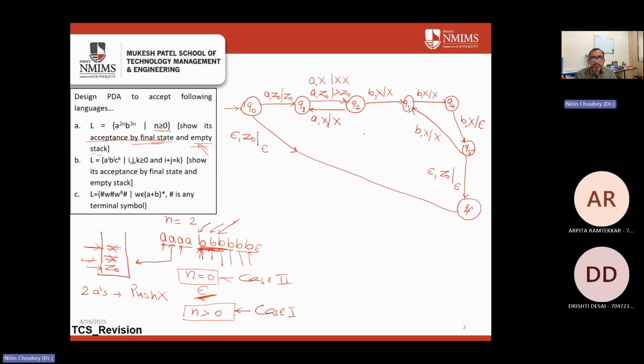Is this clear to you? The difference between acceptance by final state and acceptance by empty stack? Yes, sir. Great.